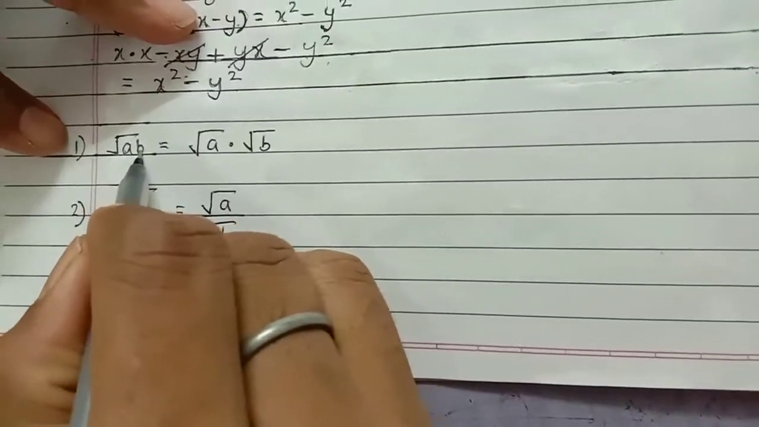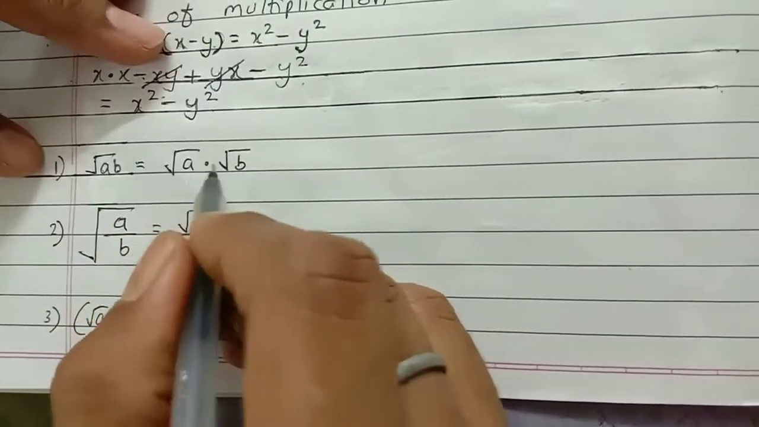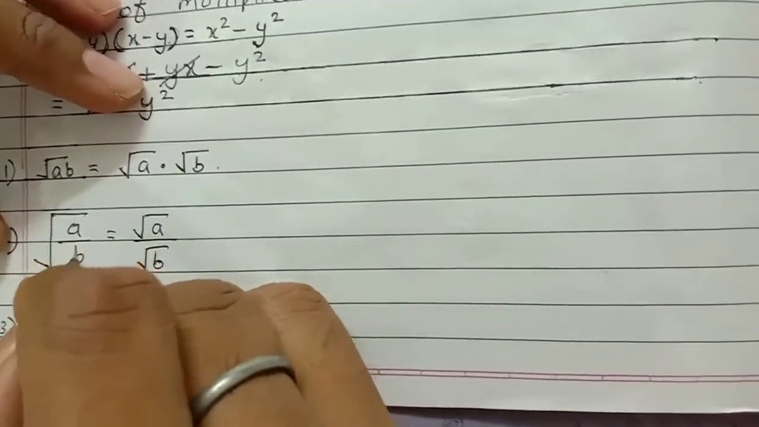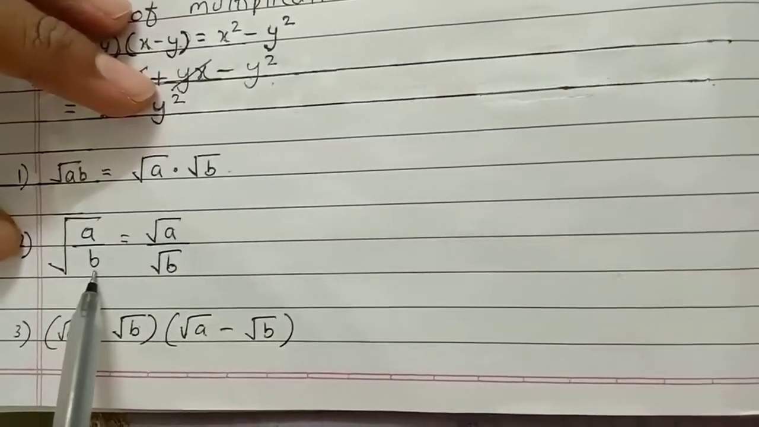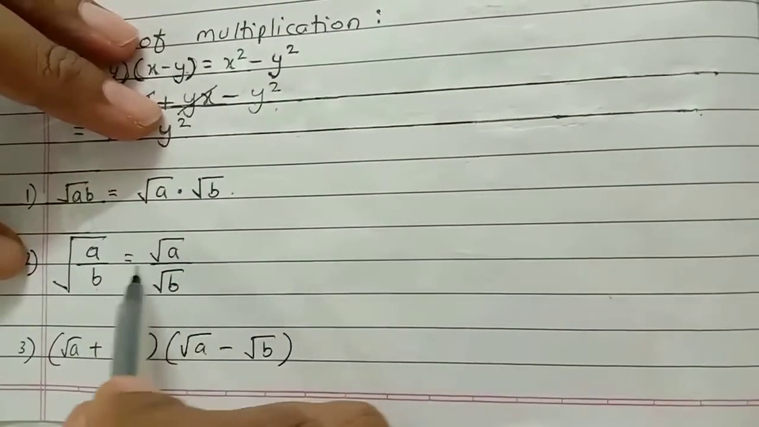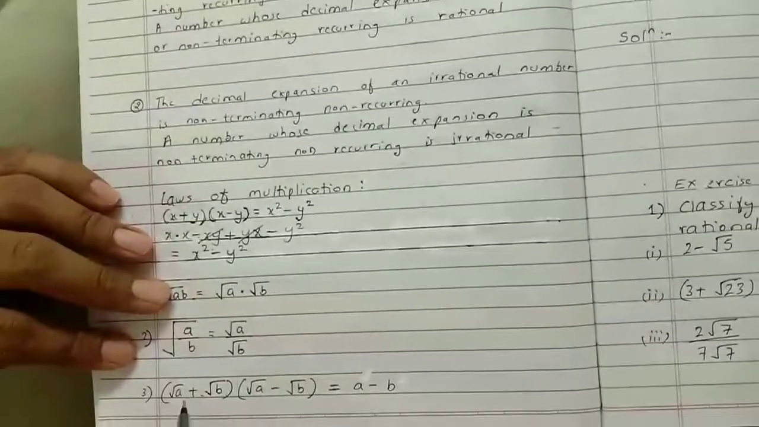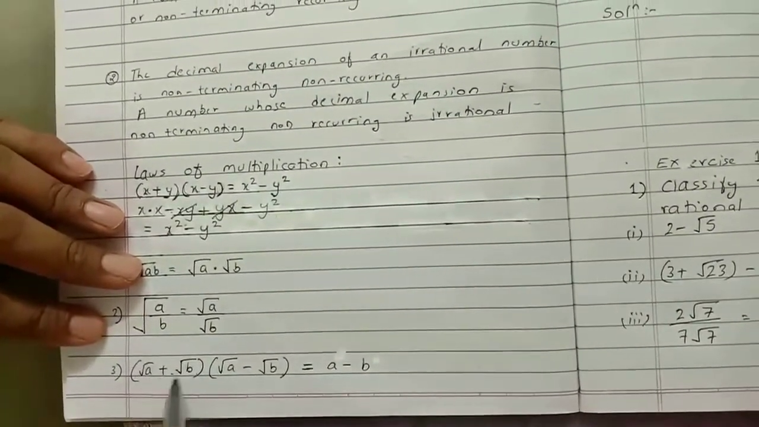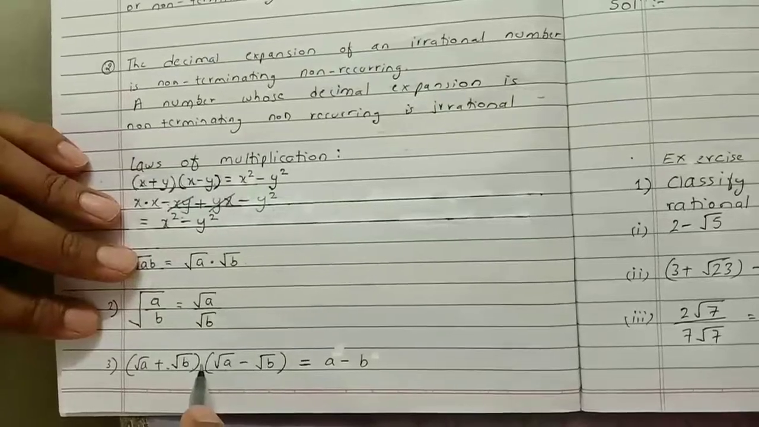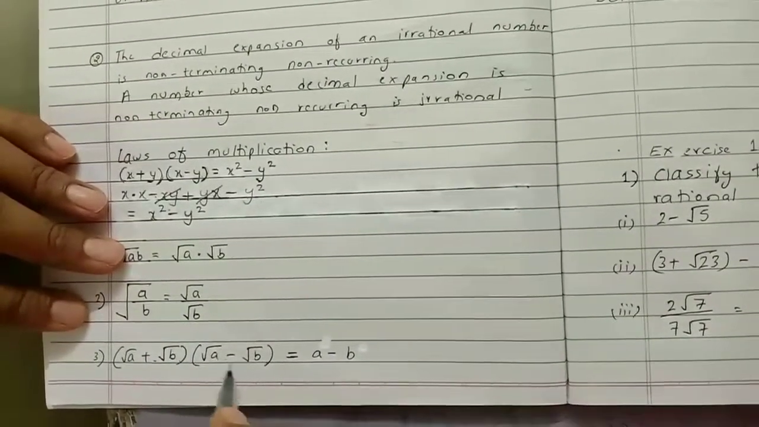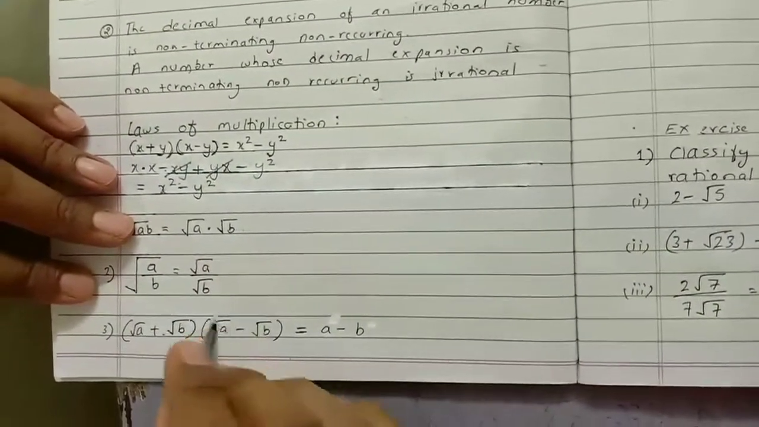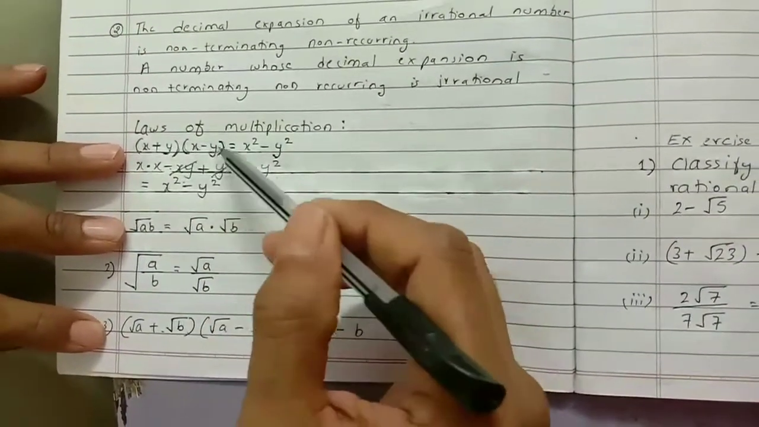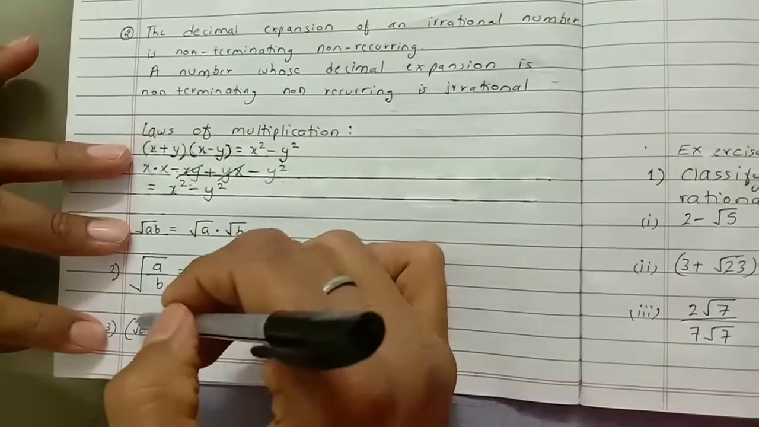Root of a into b can be written as root a into root b. Root of a divided by b can be written as root a divided by root b. The third law of multiplication is (root a plus root b) into (root a minus root b). If we solve this, it will be the same as (x plus y) into (x minus y). The only difference is that here root is there.